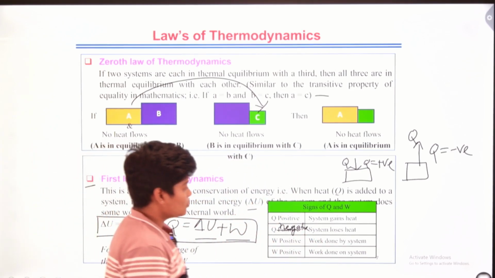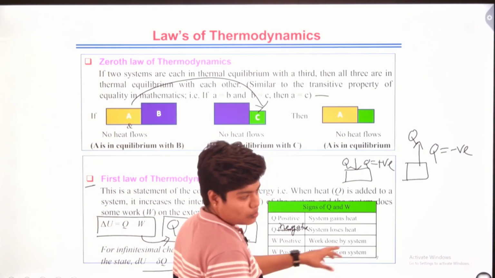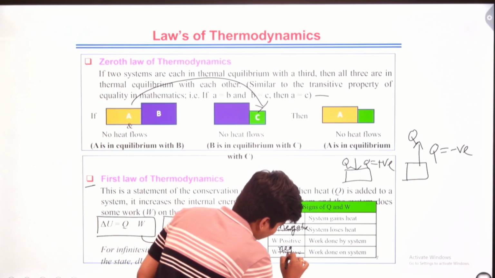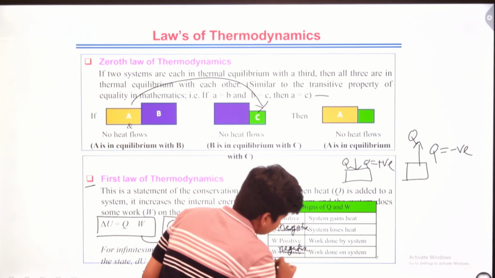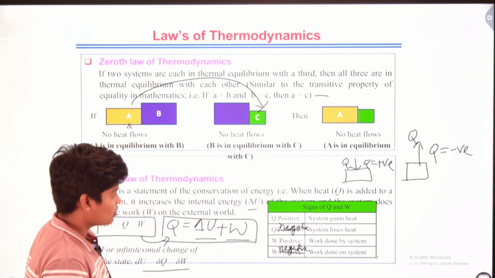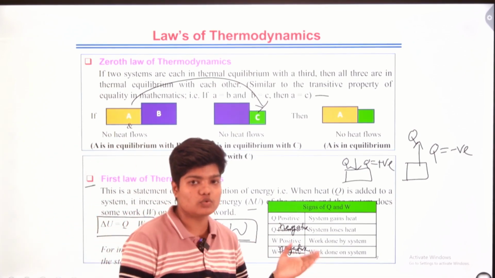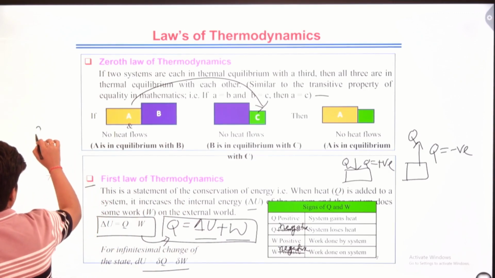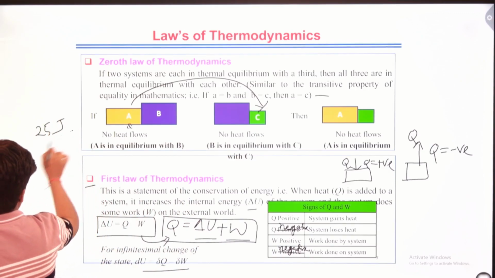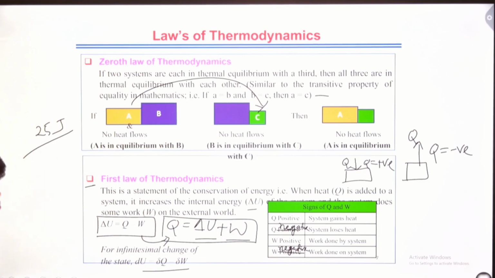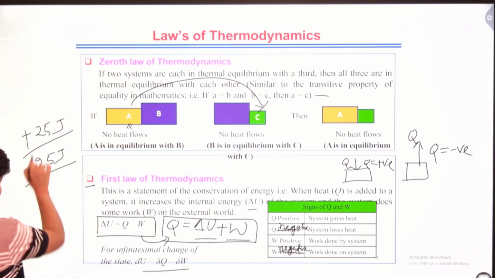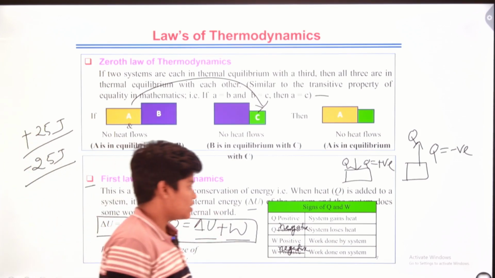Same for W: if work is done by the system, then W will be positive. If work is done on the system, then W will be negative. This is about the sign; the magnitude will be the same. However much heat is gained or lost, Q will have the same magnitude. Let the system gain 25 joule or 25 calorie, then it is a positive sign. If the system loses heat, then it will be minus 25 joule. The magnitude will be the same, only the sign changes.